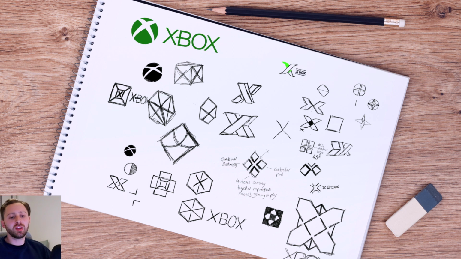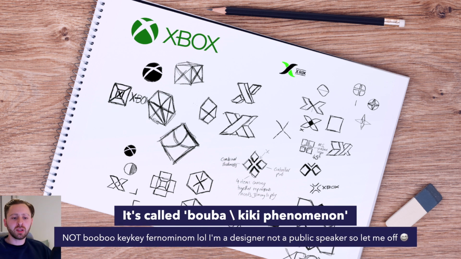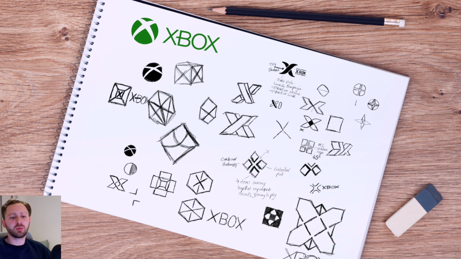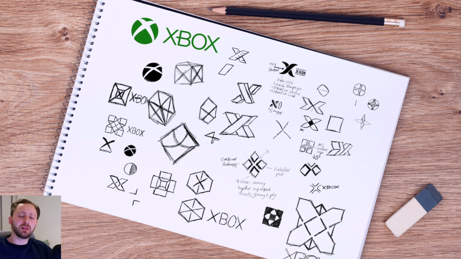If you have heard of the Bouba/Kiki phenomenon, then you will know that humans subconsciously link words to shapes. And the sound of the word Xbox is quite sharp and harsh, which I believe lends itself to a sharper, silhouette-y looking logo. So yeah, just thinking that's something to consider when designing.